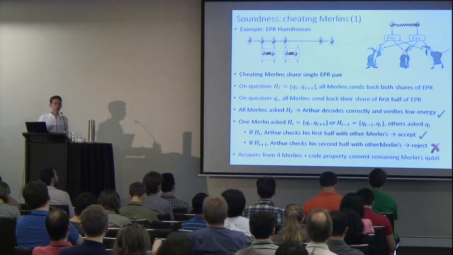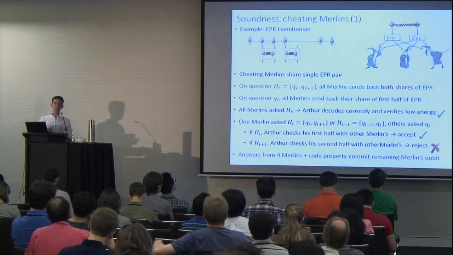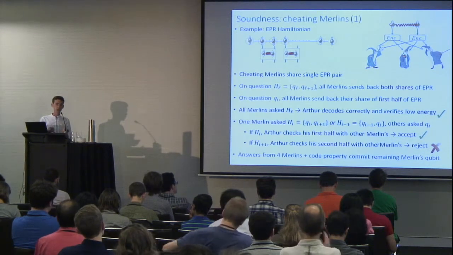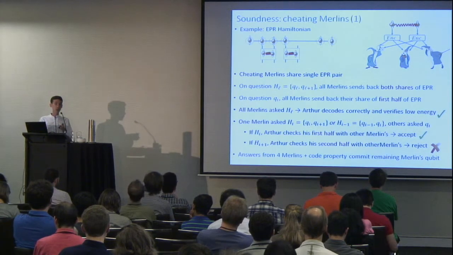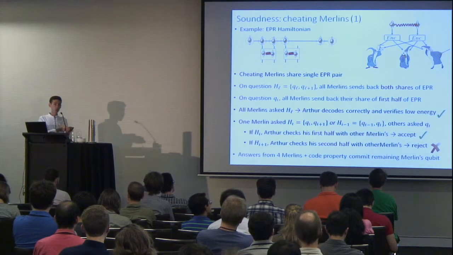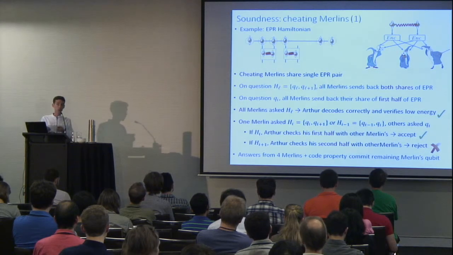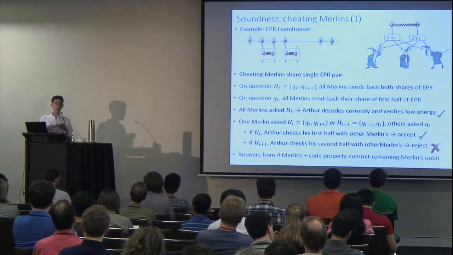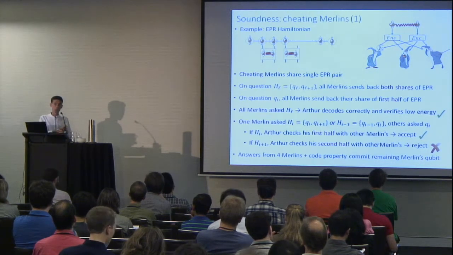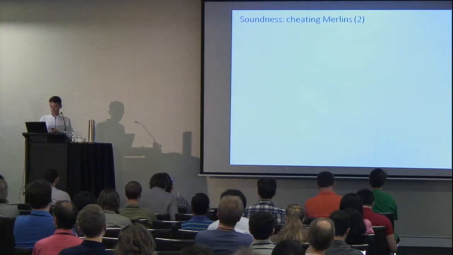And the reason why it doesn't work, or the way to think about it, is that when I get answers from 4 of the Merlins about a certain particular qubit, QI, by the code property, by the fact that this code corrects one error, these 4 qubit answers commit only one possible answer that the remaining Merlin could give back to me. If I have 4 qubits of the encoding of a single qubit, then there's only one possible way to give me a qubit that's going to match these 4. I'm saying this very informally, of course. And so that's the key property that we're going to use in the analysis.